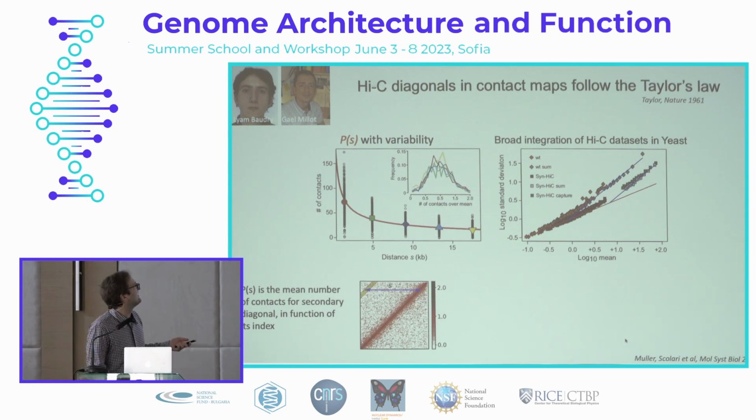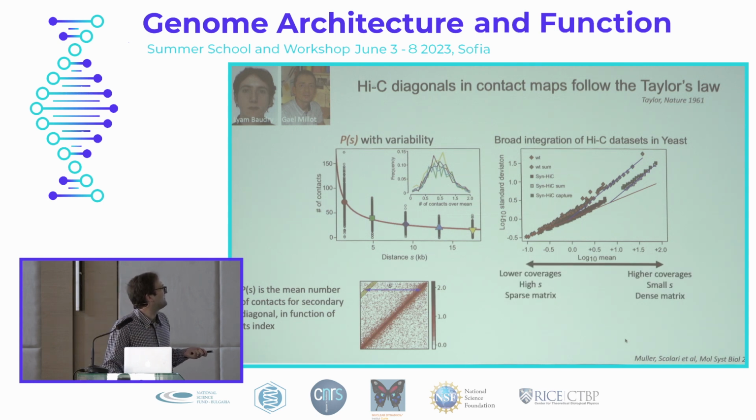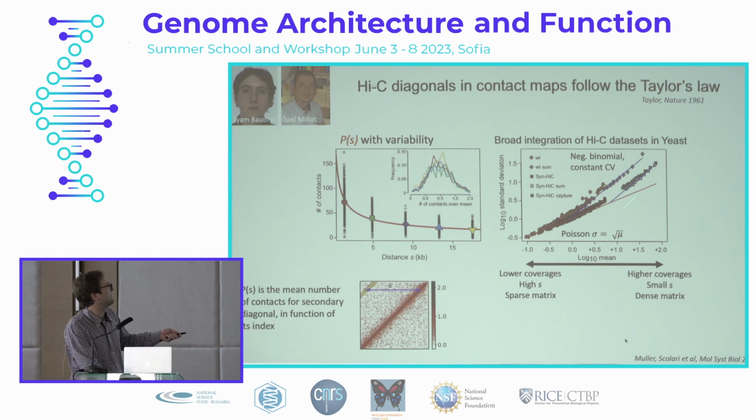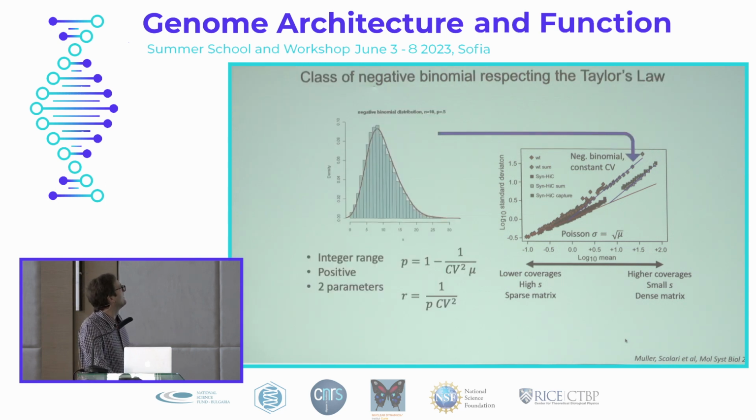And this is a proof that IC follows Taylor's law, which is an ecological law of nature, but it's just the biases. So when you have a higher coverage, you follow this linearity, so the CV is constant. When you have lower coverages, like matrices which are less covered, you have a different law, which relates the mean to the standard deviation. So let's try to understand why there is this transition. When you are at high coverage, you are negative binomial.